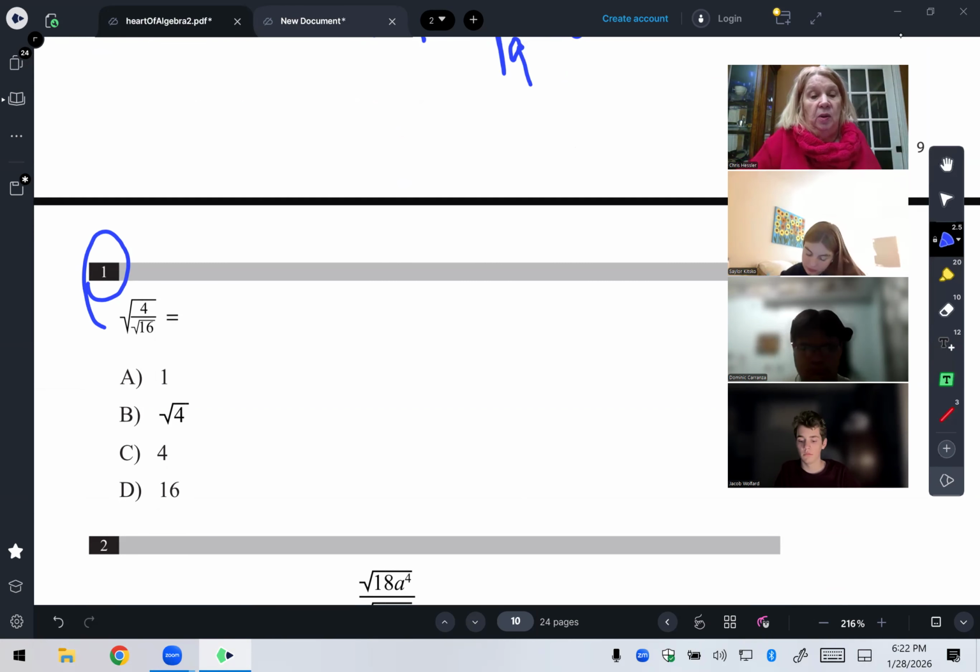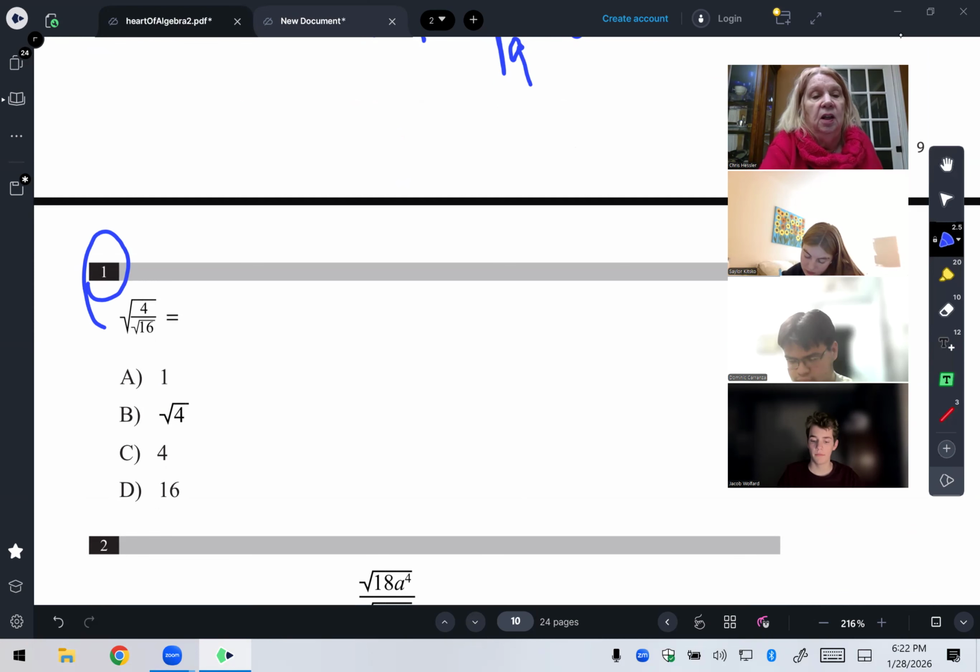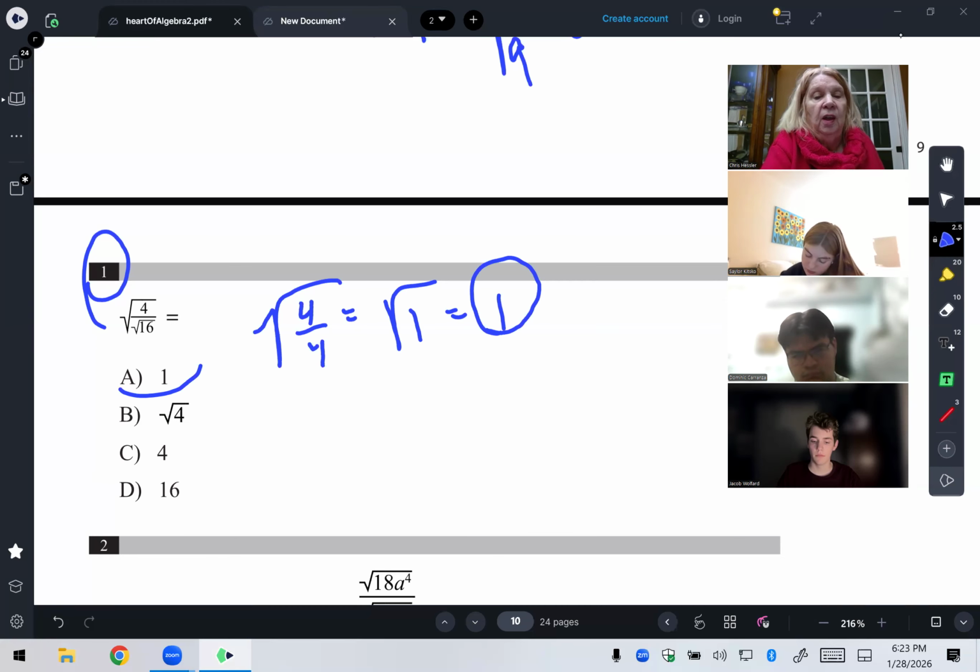These are some hard ones on this page. So we have to work inside out. The square root of 16 would be 4. So we're going to have the square root of 4 over 4. So the square root of 1 is just 1. Thank you, College Board, for 10 points.